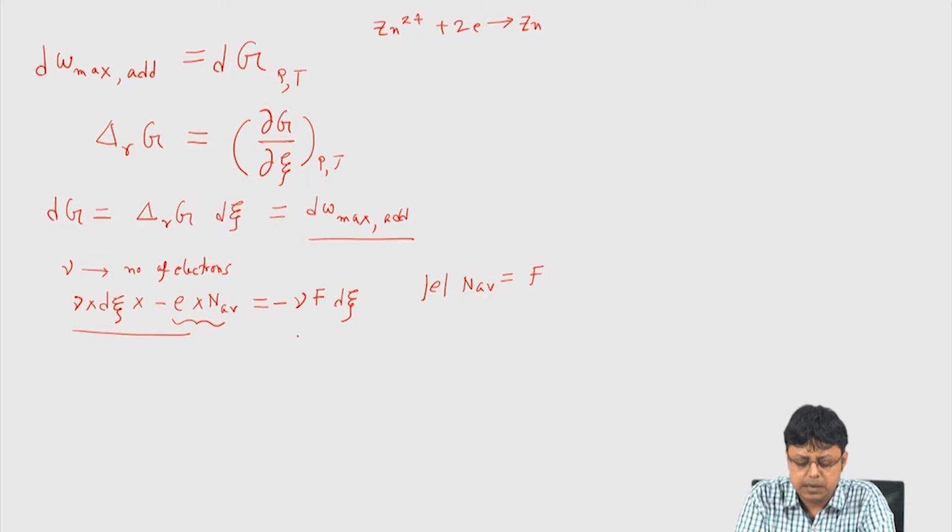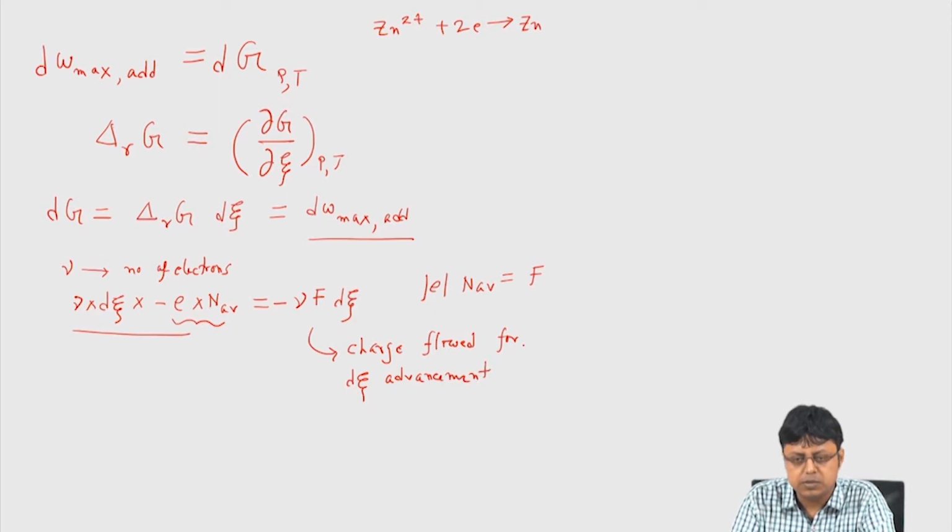Now, this is basically the charge flowed for d xi advancement, or when the advancement is d xi in terms of 1 molar, we are saying always, because all these reactions which we are writing are in terms of 1 mole amount of the species.